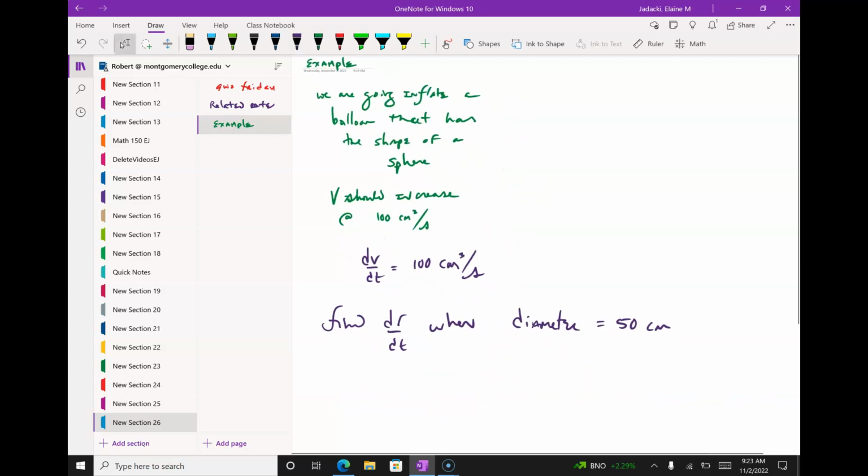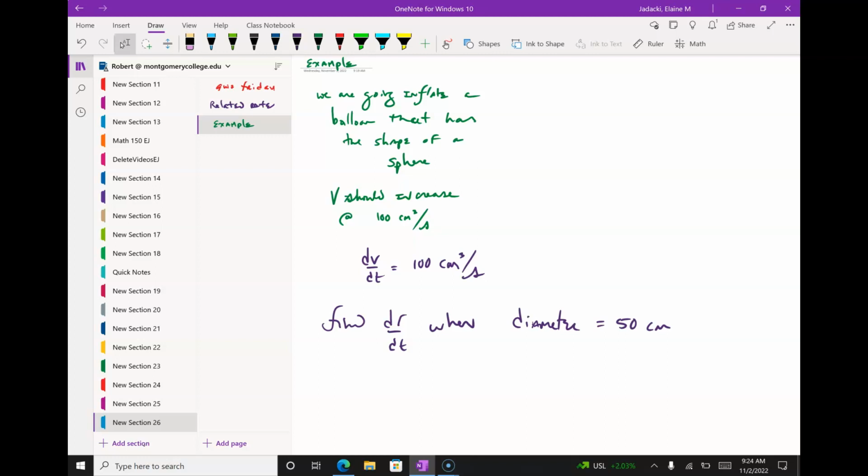Good. So what do we need to do this? We obviously need a way to find dV/dt, which we have, and dr/dt. When the diameter is 50 centimeters, we know the radius will be 25 centimeters. But remember, we need an equation. What do we need the equation for? Does anybody know? The volume. We need the equation of the volume of a sphere.